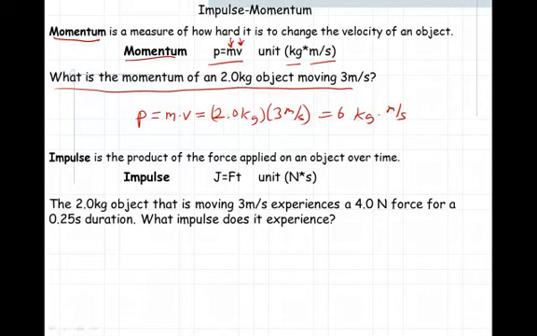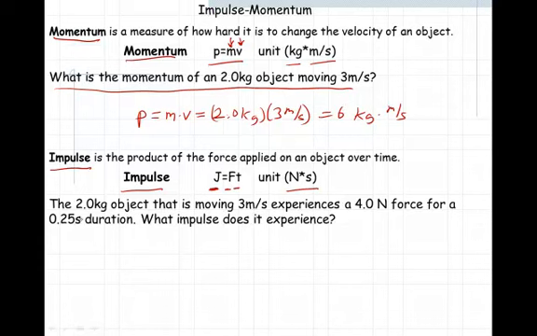Another topic we will learn is impulse. Impulse is the product of the force applied on an object over time. Impulse, the symbol for it is J. The equation for it is force times time, with the units being Newton seconds.